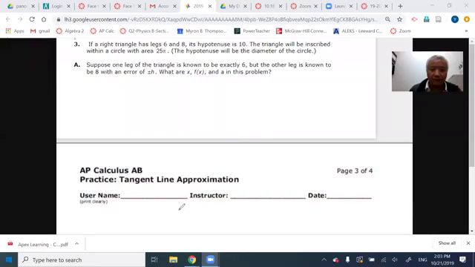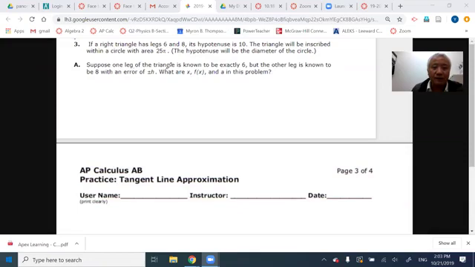Okay, let's look at the number 3 here. If a right triangle has legs of 6 and 8, its hypotenuse is 10. The triangle will be inscribed within the circle with area of 25 pi. The hypotenuse will be the diameter of the circle.